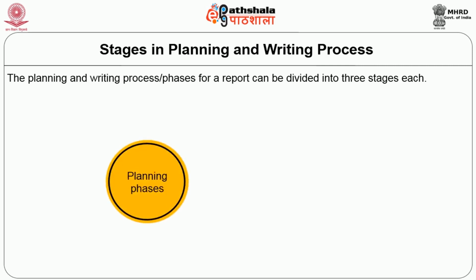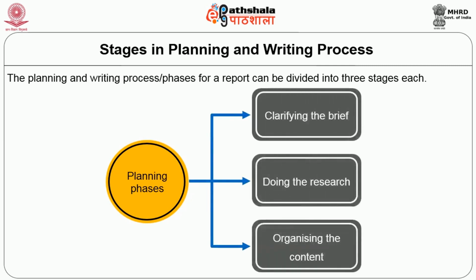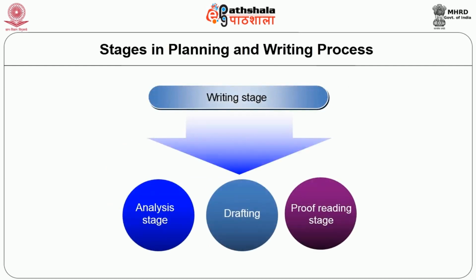The planning phase can be divided into 3 stages, which are clarifying the brief, doing the research and organizing the content. The writing stage can be divided into analysis stage, drafting and the proofreading stage. The tasks in each of these phases and stages are explained in the following sections.